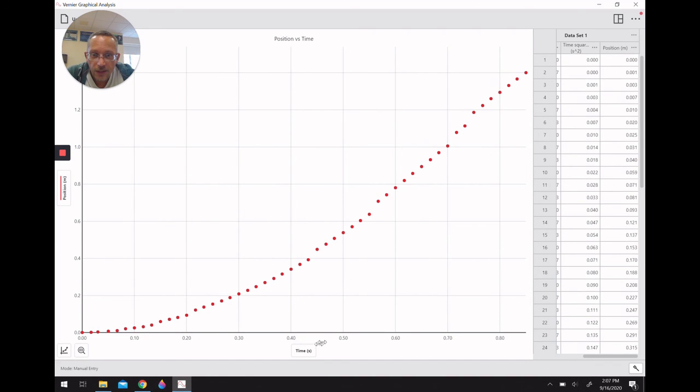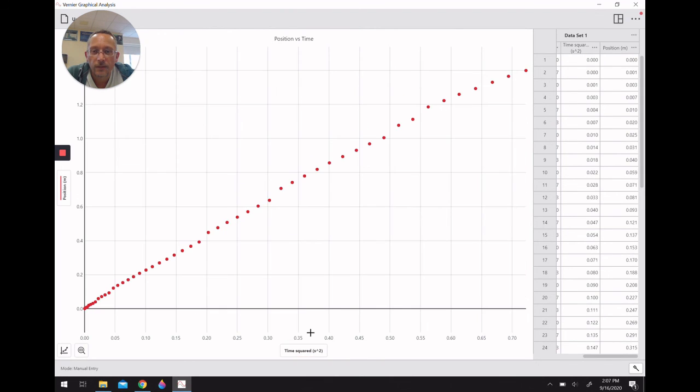And if I go ahead and change what's on my x-axis to this new one, instead of having time, I'm going to make it time squared. And look at that. Now it looks like a nice fairly straight line. It curves off a little bit. That's okay. Looks like a nice fairly straight line.